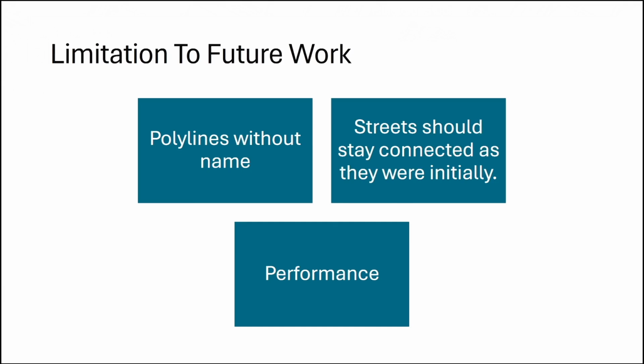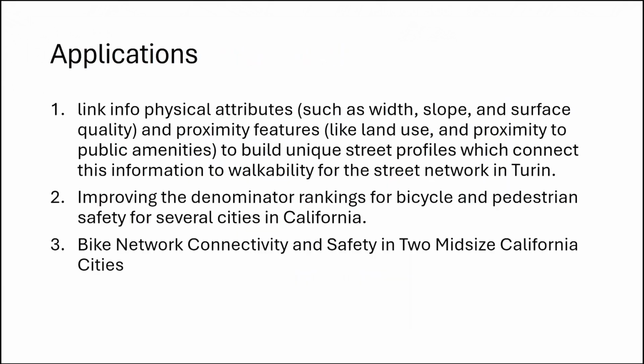Finally, the algorithm has already been used for the project I just told you about, street profiles. It has also already been used, and is going to be published very soon, for improving the dominator ranking for bicycle and pedestrian safety in different cities in California, and for assessing bike network connectivity and safety in two mid-sized California cities.